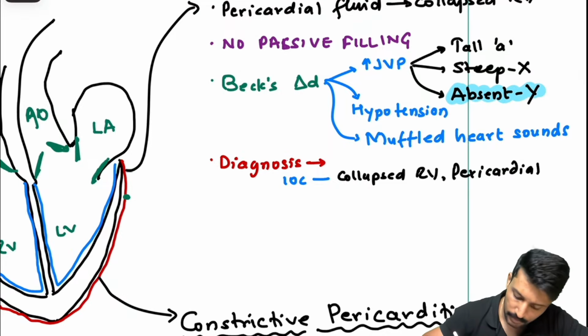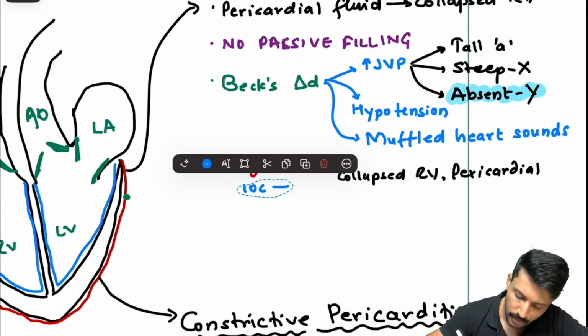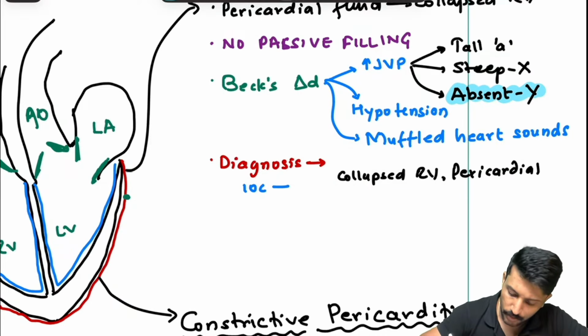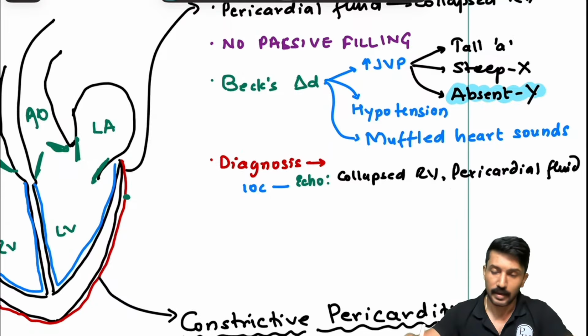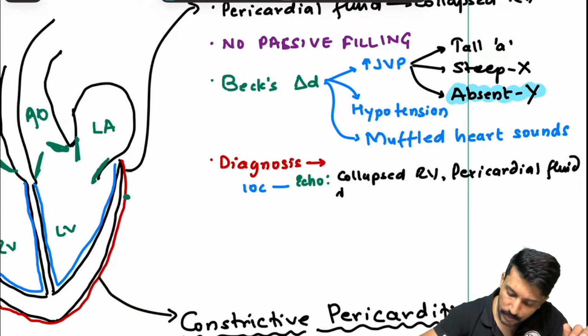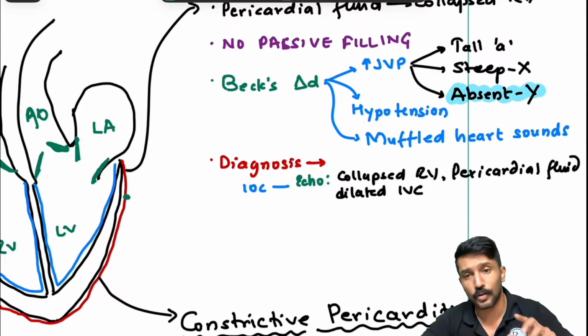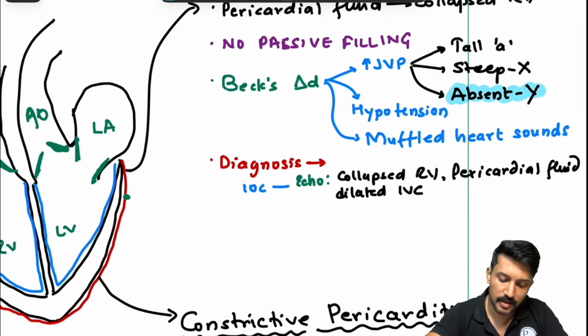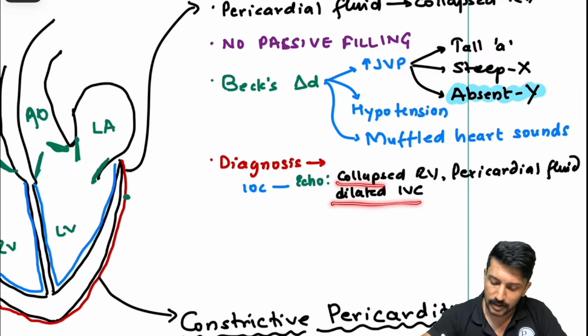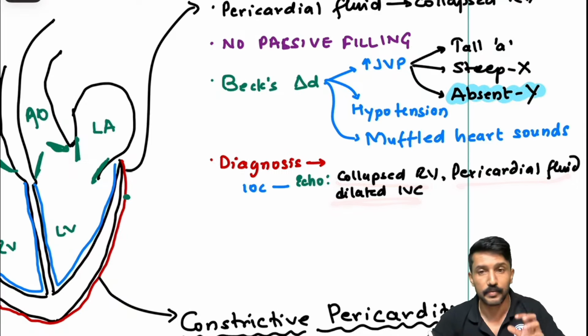Okay, I forgot to write. Investigation of choice is going to be echocardiography, and on the echocardiography, you will be getting a collapsed right ventricle and pericardial fluid, and if you are able to view, you will also be seeing a dilated inferior vena cava, dilated IVC. These findings are also called the echo triad. Beck's triad is the clinical triad, and these three things, collapsed RV, pericardial fluid, and dilated IVC, are the echo triad of cardiac tamponade.